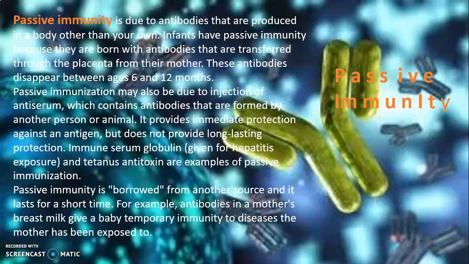Passive immunity is borrowed from another source and lasts for a short time. For example, antibodies in mother's breast milk give a baby temporary immunity to diseases the mother has been exposed to.